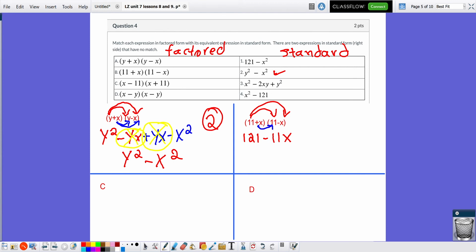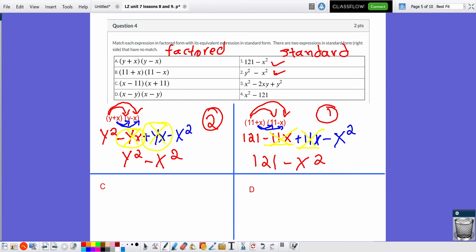Now 11 times x and 11 times x squared. 11 times x is positive 11x because both numbers are positive. And 11 and x times negative x is negative x squared. So we can see that negative 11 and positive 11 will cancel. So we got left with 121 minus x squared. So 121 minus x squared is number 1.